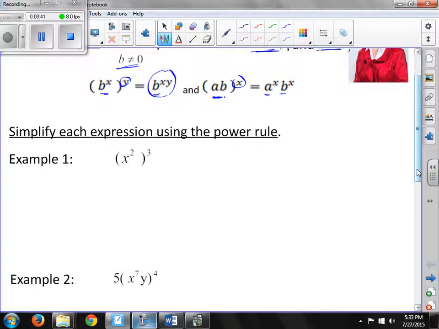Example 1, x squared raised to the third power. We'll have to multiply the exponent, so we'll have x to the 2 times 3, which would be x to the 6.